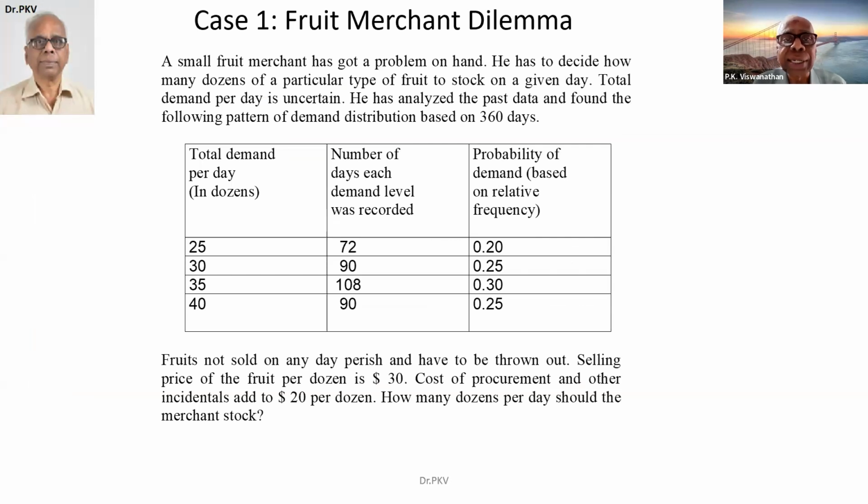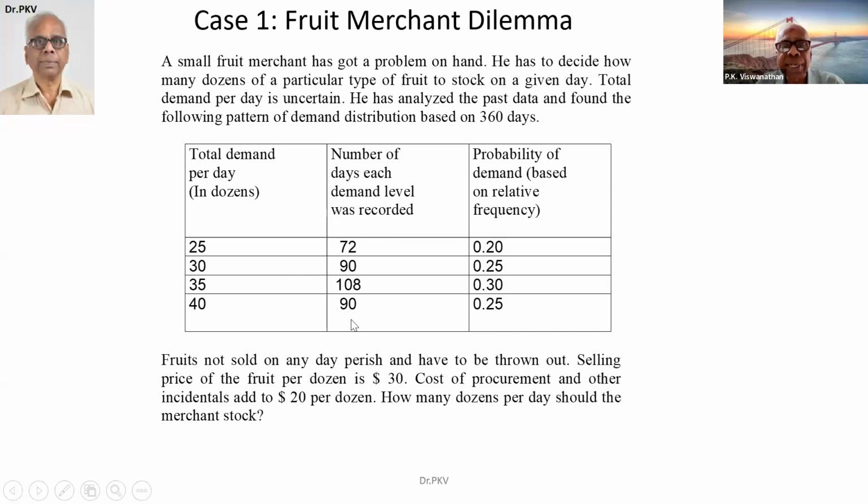Based on past data, he has analyzed the demand pattern on a 360 days basis. Total demand per day in dozens: 25 dozens, 30 dozens, 35 dozens, 40 dozens. Number of days each demand level was recorded: 72, 90, 108, 90. He converts this into probability. 72 out of 360 days is 0.2.